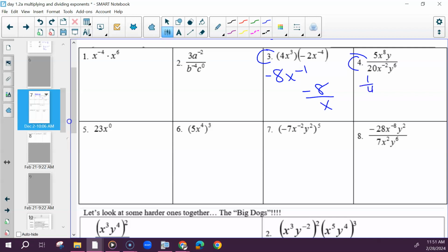1/4. If we're subtracting our exponents, 8 minus a -2 would be 10. And 1 minus 6, 5. And then when we rewrite this, what would that final answer be? X to the power of 10 over 4y to the power of 5. Yes. X to the power of 10 over 4y to the 5th. Do we have any questions on that one? Are there any others in numbers 1 through 8 that we want to go over, have questions about?